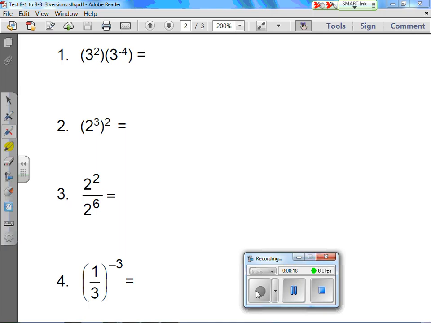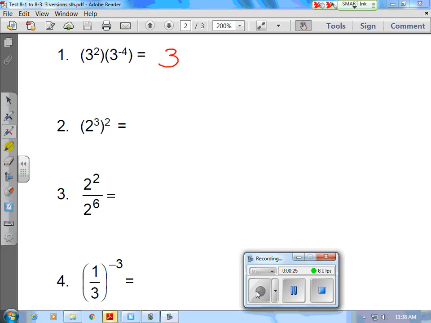So on number 1, the rule here when you have like bases is to add the exponents together. So the base doesn't change. The exponent would be 2 plus -4, which would be 3 to the -2 power. You're not supposed to leave the exponent negative. That doesn't mean you just get to erase the negative sign.